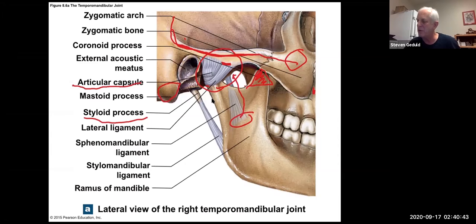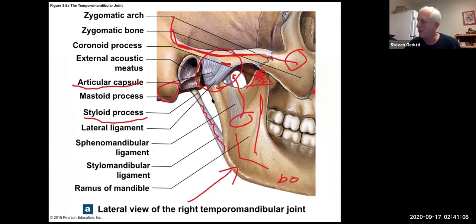Okay. You have your stylomandibular ligament next to the mandible to your styloid process, which is this ligament right here. And you have the ramus of the mandible. What's this point called on the mandible? I'll draw it like this. The angle, right? The angle of the mandible. And this is the body of the mandible. Cool. All right.